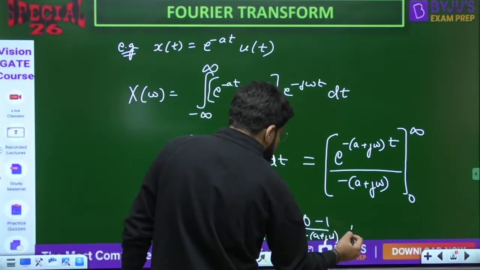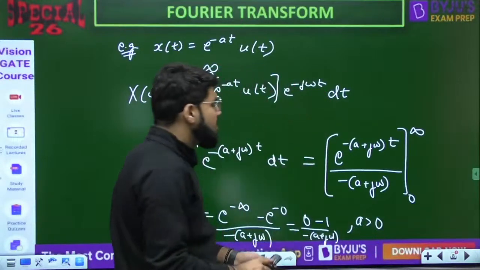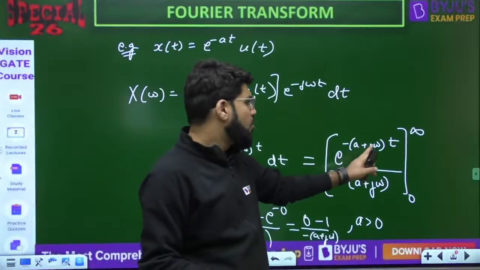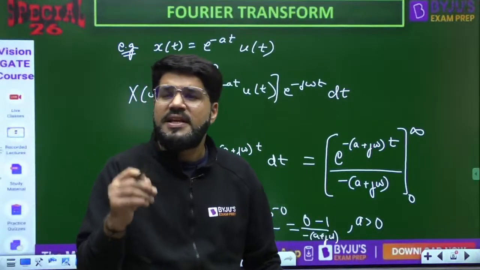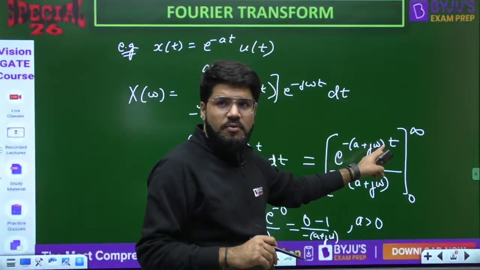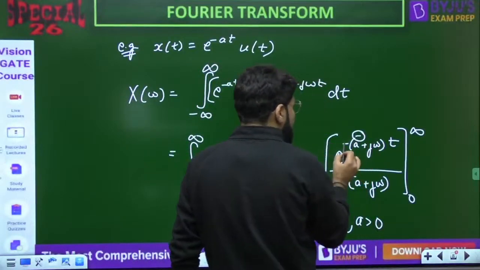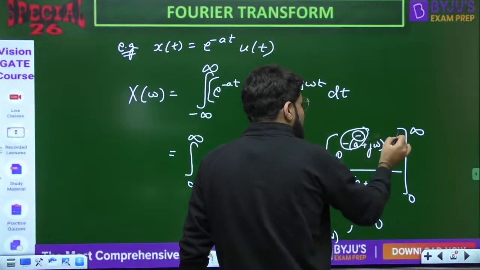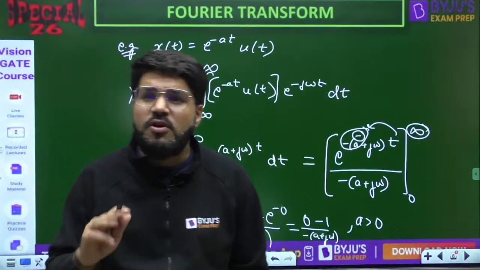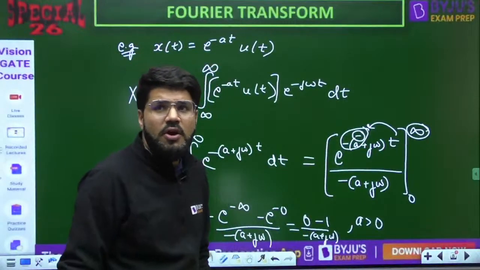Now, e power minus infinity is 0, and e power 0 is 1, so we get 1 upon (a plus j omega). But this only exists if you ensure a is positive. The reason is, when you take the modulus of e power j omega t, e power j theta modulus is always 1. But if you take the modulus of e power minus at, and if a is negative, then minus minus becomes plus, and as t tends to infinity, it becomes the case of e power plus infinity, and the answer will not converge. The Fourier transform will not exist.